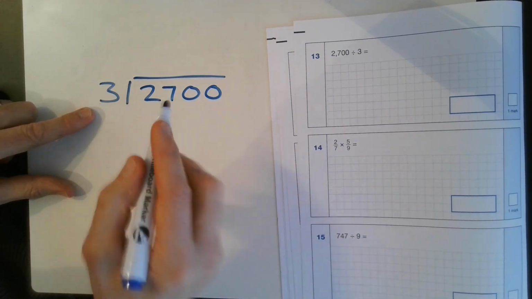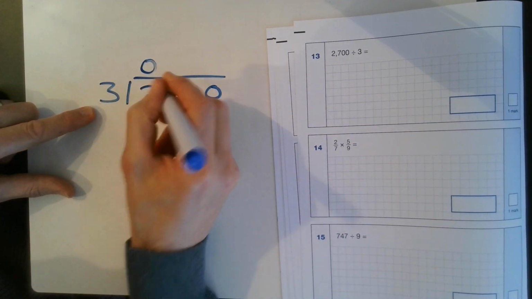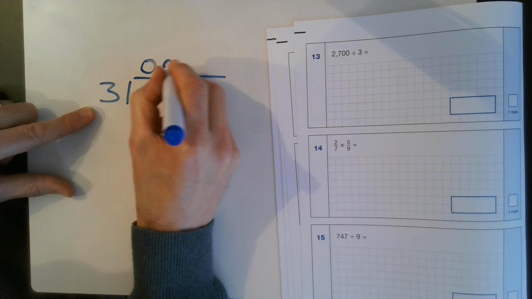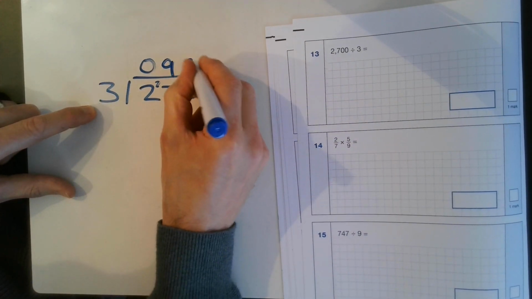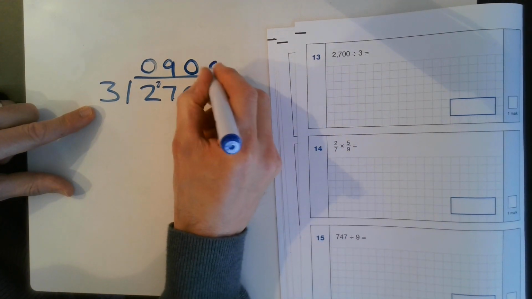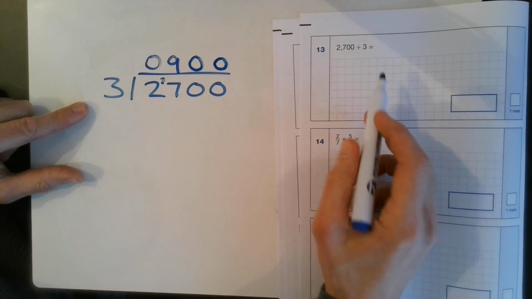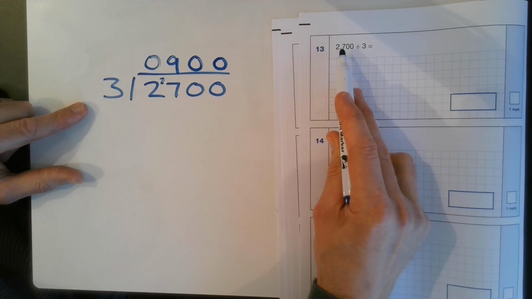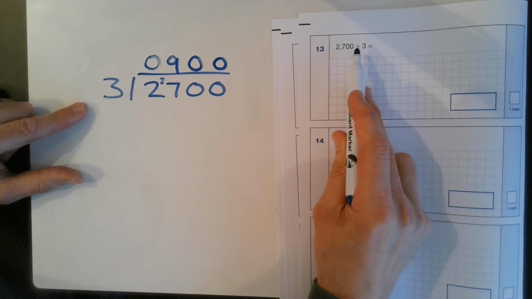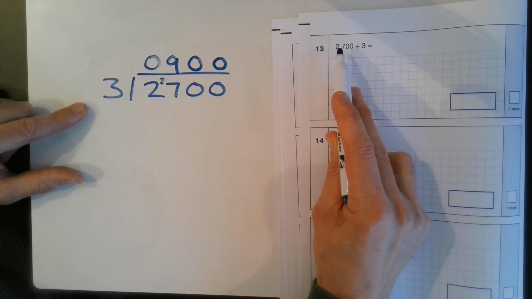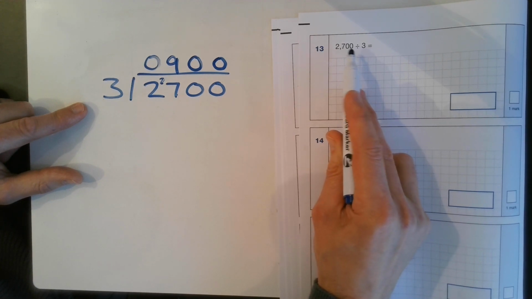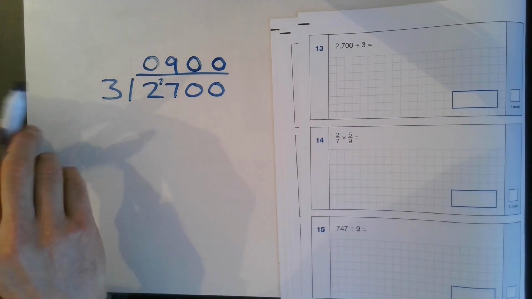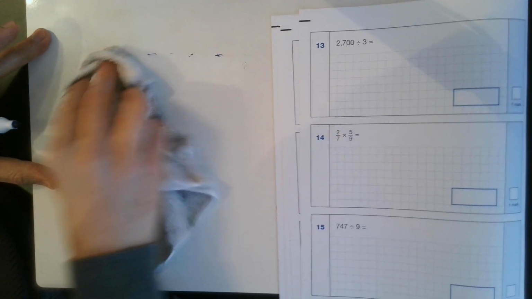How many 3s in 2? 0, remainder 2. How many 3s in 27? That would be 9. How many 3s in 0? 0. How many 3s in 0? 0. But I know some of you will spot, you know your 3 times table, that there are 9 3s in 27, then you're essentially making your 9 100 times larger, because it's not 27 we're looking at, it's 2,700. So 900.